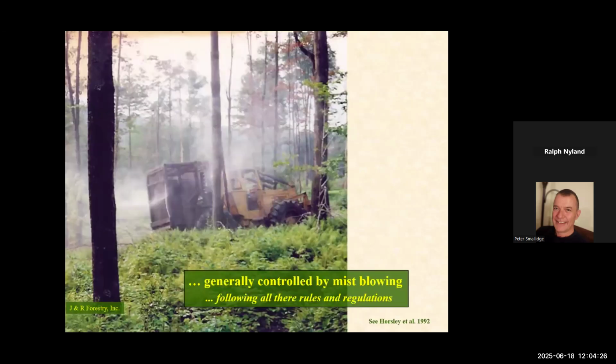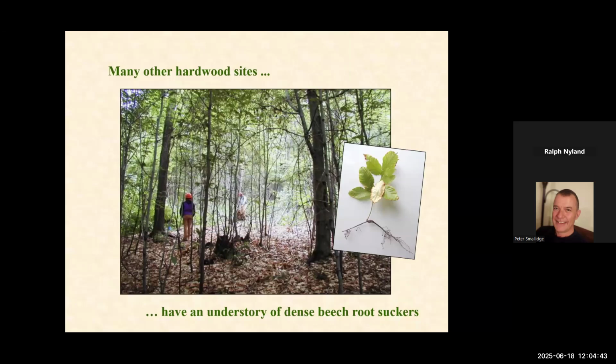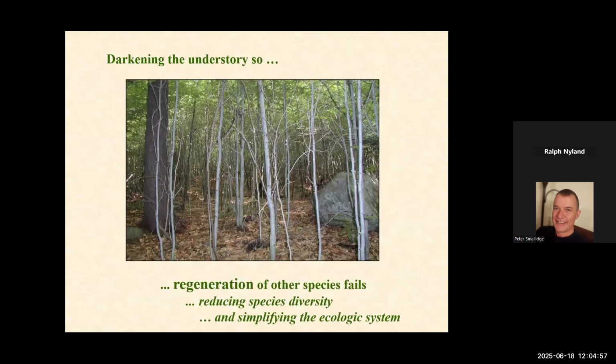Generally, control ferns by mistblowing. And when you do that, or use any kind of herbicide, follow all the rules and regulations, including and especially the ones dealing with worker safety. Many other hardwoods affect sites before overstory disturbances, such as the dense understory of beech, but it could be other species as well. Those beech root suckers darken the understory so that regeneration fails, and in the long run that reduces species diversity and simplifies the entire ecological system.